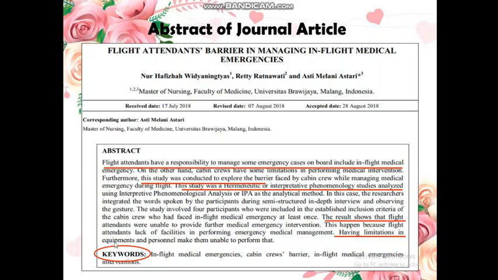And this is the same: there are keywords written under the abstract. The keywords enable the reader to get access to your article while they are using a search engine such as Google, Yahoo, and something like that. So the phrases you write in the keywords should match your main topic or the main idea of your research.